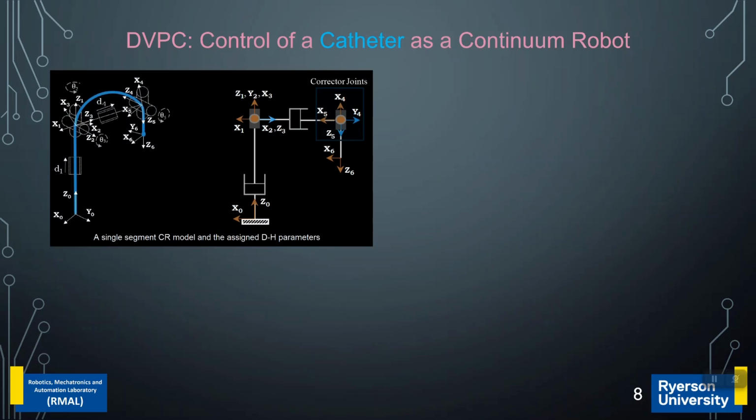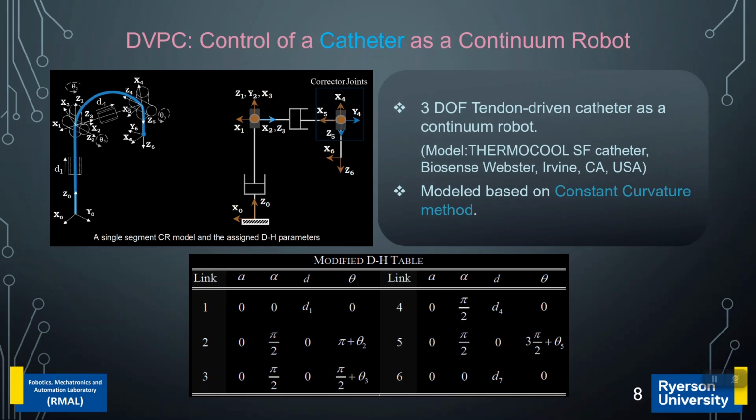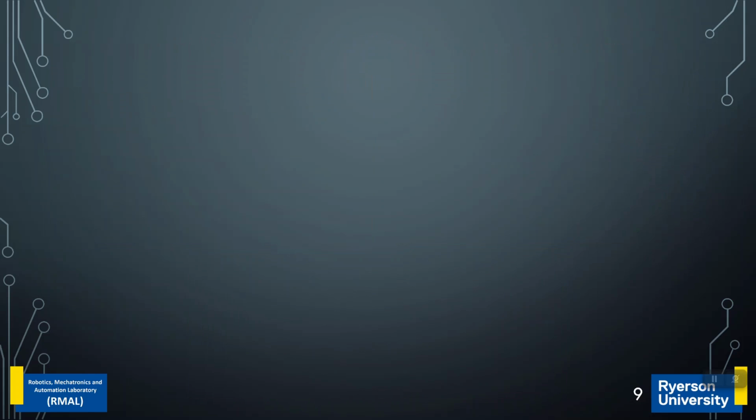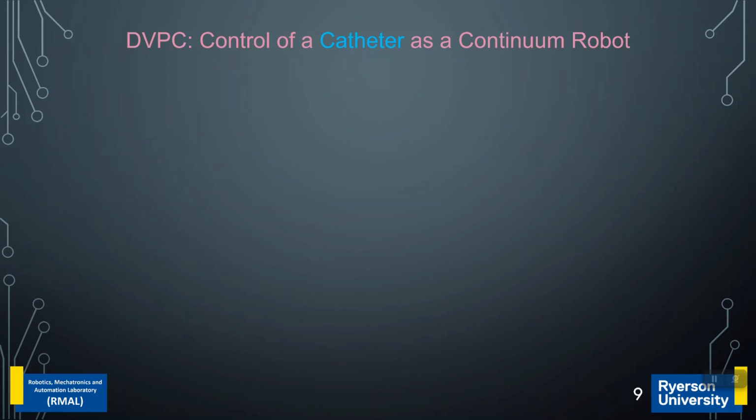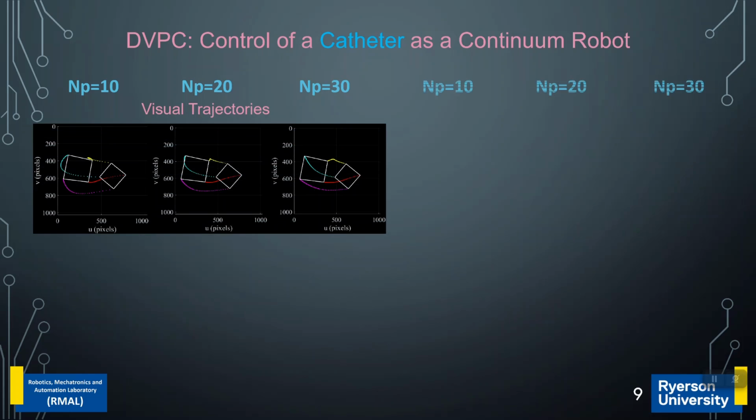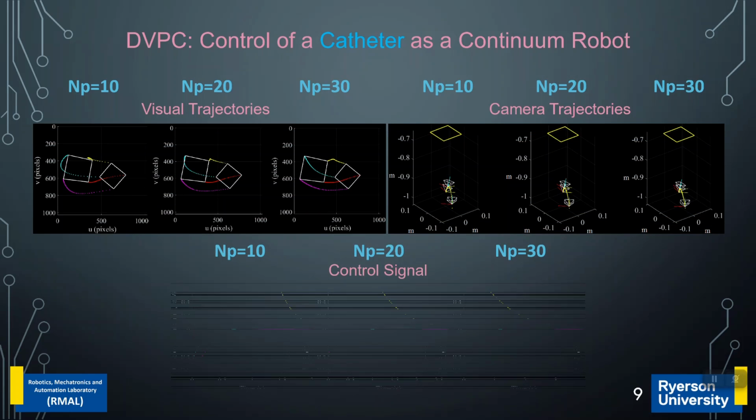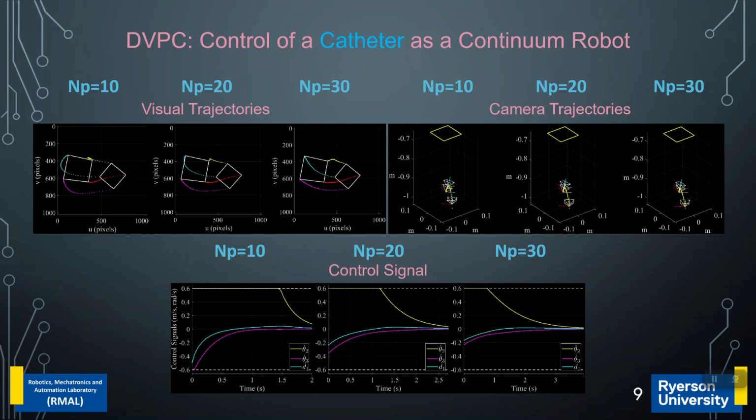To verify the performance of the proposed DVPC, a 3-degree-of-freedom catheter as a continuum robot has been modeled by utilizing the constant curvature method. The corresponding Denavit-Hartenberg parameters are shown in the following table. As expected, by increasing the prediction horizon, the 2D visual trajectories became smoother and the pressure on the system's actuators became less, while all of the existing constraints were met.